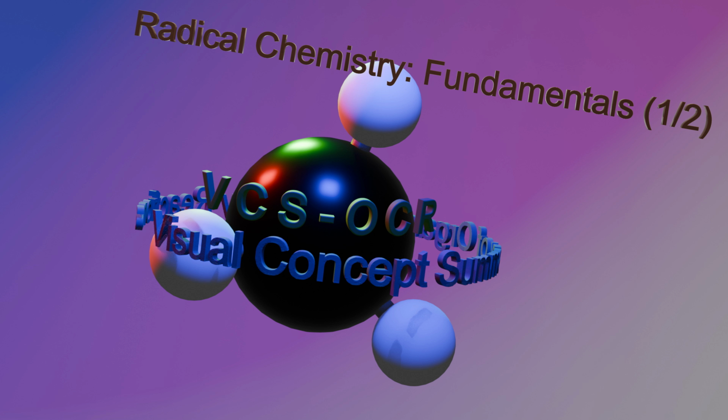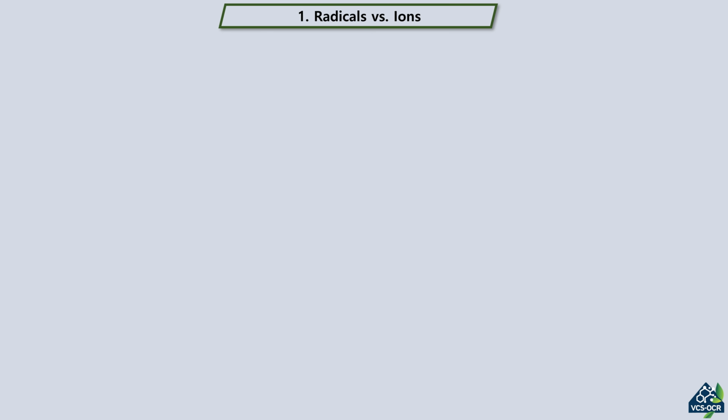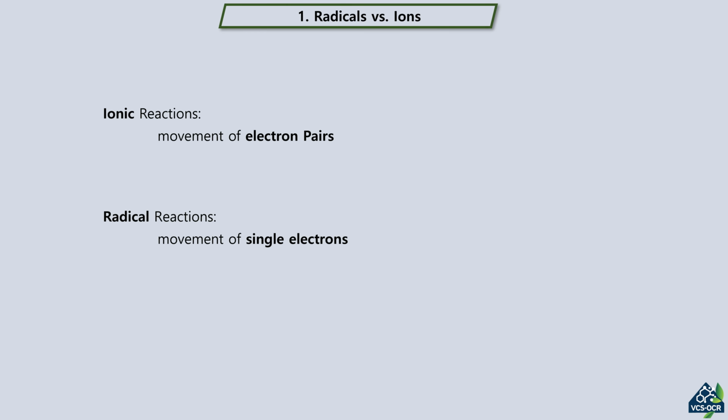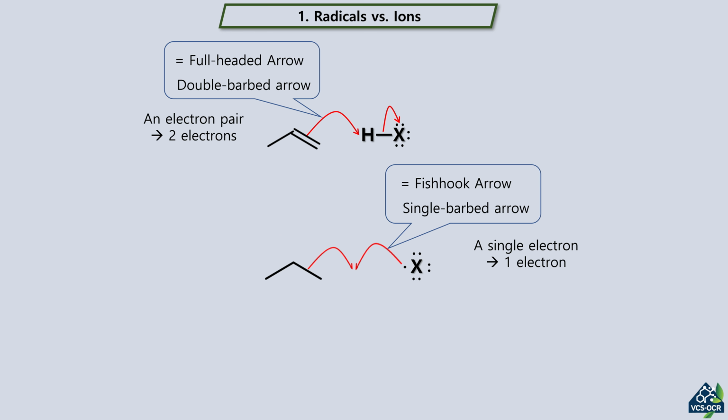Before diving into specific mechanisms, let's establish the foundational concepts of radical chemistry. Unlike ionic reactions, which involve the movement of electron pairs, radical reactions are driven by the movement of single, unpaired electrons. To represent this single electron movement, we use single-barbed curved arrows, commonly known as fishhook arrows. While a standard curved arrow with a full arrowhead represents the movement of an electron pair, a fishhook arrow explicitly indicates the movement of just one single electron.